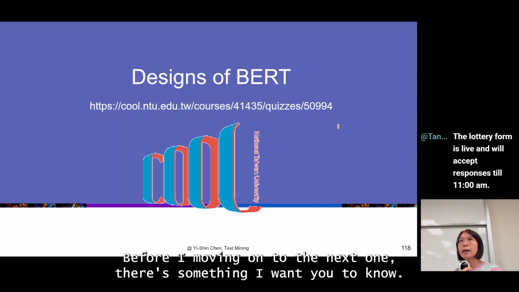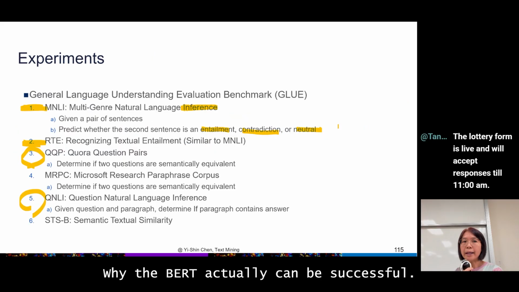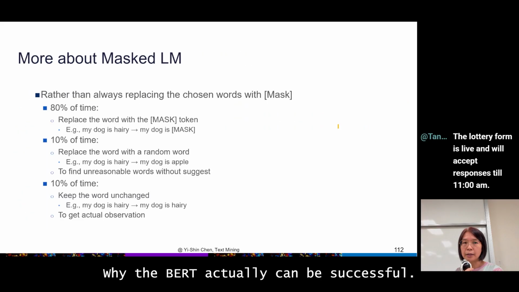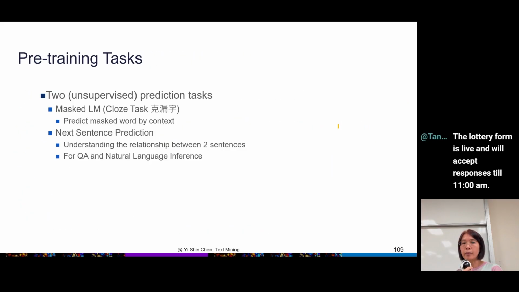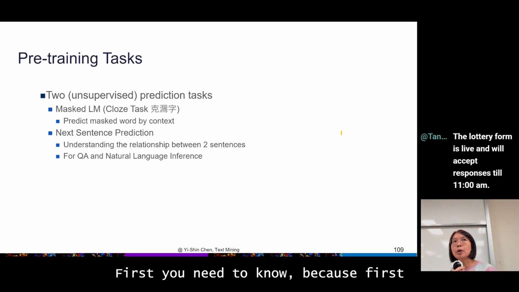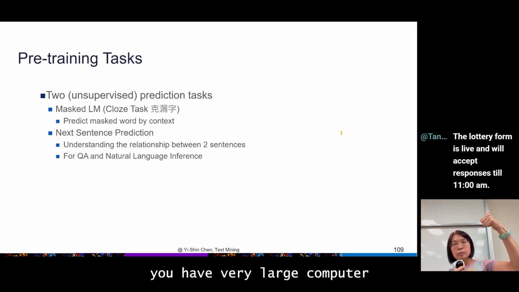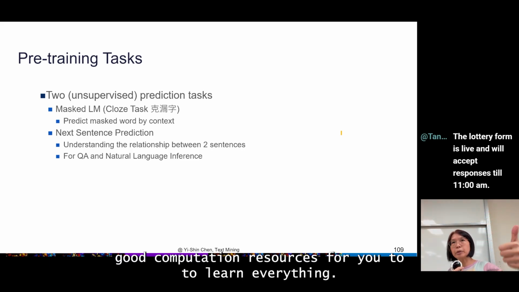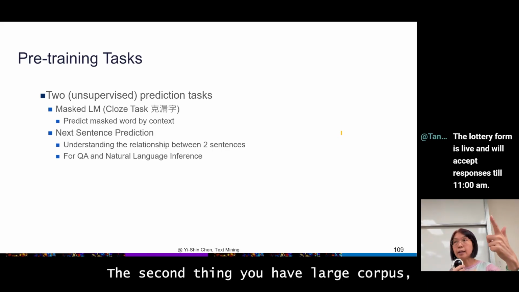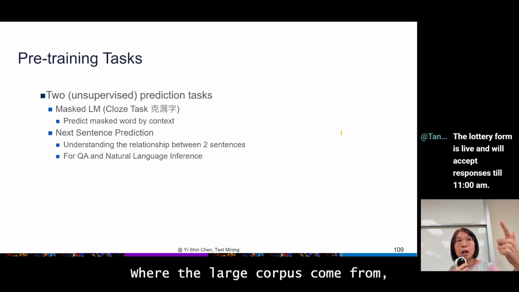But before I move on to the next one, there's something I want you to know: why BERT, or the transformer, can be successful. First, you have very large computation resources for you to learn everything. The second thing, you have a large corpus. Where does the large corpus come from?